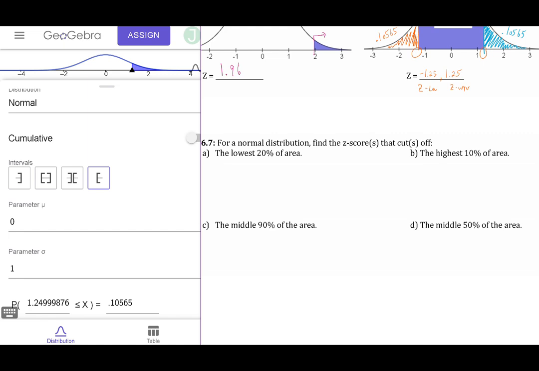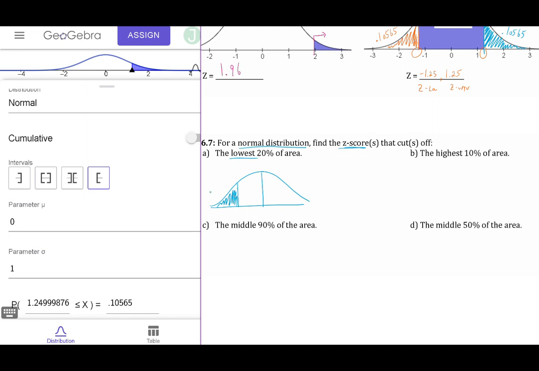Again, I personally am a visual learner. I like to look at what it is that I'm trying to solve. So that's what I'm going to do here. The question says, for a normal distribution, so that's why I'm drawing the bell-shaped curve, find the z-score or scores that cut off the given areas. For this first one, it's asking for the lowest 20% of the area.